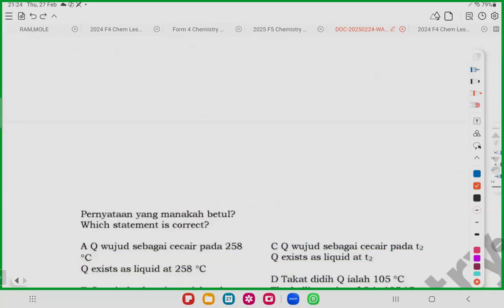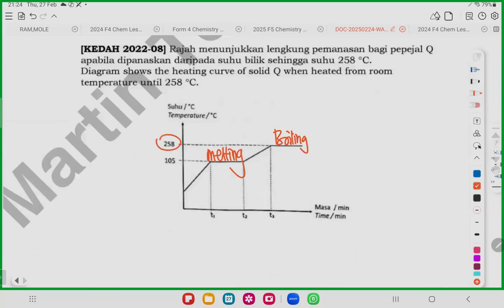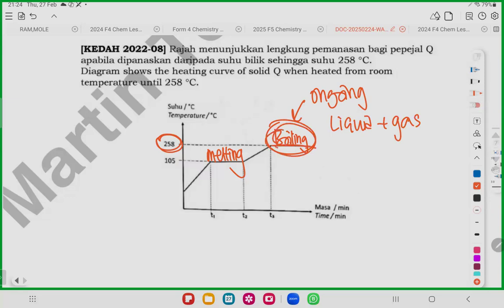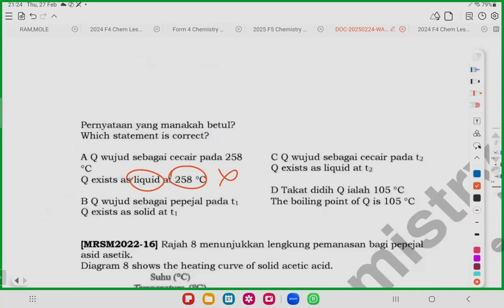So the first one they say Q exists as liquid at 258. So 258, where are you? 258 is here. So 258 is on the horizontal line, which is when boiling is ongoing. So when boiling is ongoing, what do we have? Liquid and gas. When you are on a horizontal line, you always have two states. So it should be liquid and gas. But they say only liquid. So which is wrong? A.